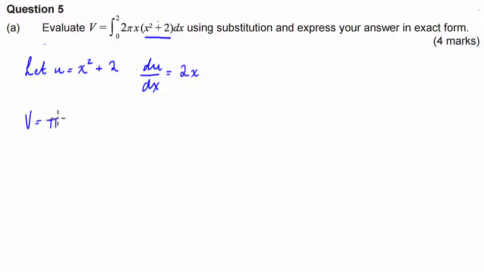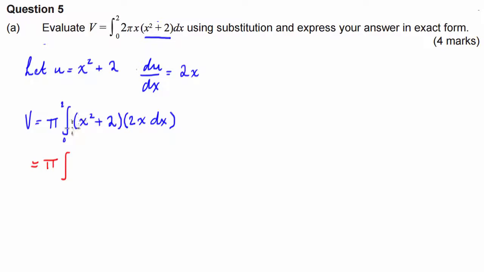So we have V equal to pi times the integral from 0 to 2 of x squared plus 2. I put what I'm going to be substituting for u at the front, and then that's multiplied by 2x dx. So what I'm going to do now is rearrange this. I'm still going to have my pi out the front, and now I'm going to have my integral.